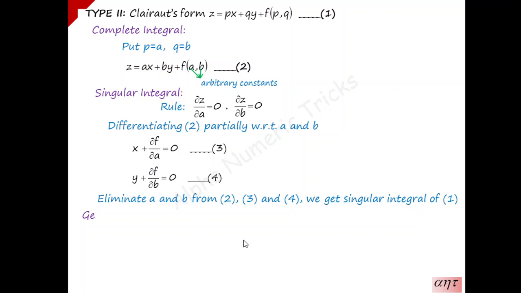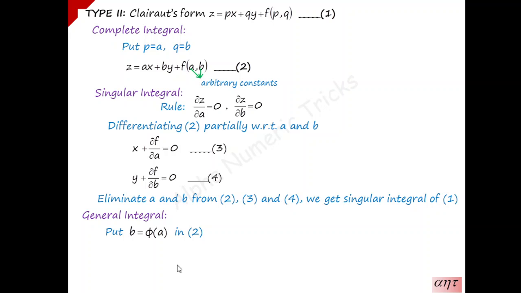Now we have to find the general integral for the type 2 problem. Here also you have to use the substitution b = φ(a), that is, you use one constant as a function of another one. In the complete integral we have two arbitrary constants a and b, so using this we write b = φ(a), or you can take a = φ(b), that is, one constant as a function of another one. This is also explained in the solution of partial differential equations video. Now we have to substitute this in the complete integral, and you should remember that the general integral is also obtained from the complete integral.